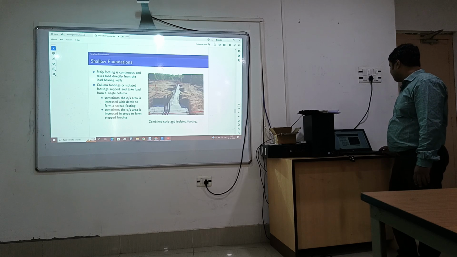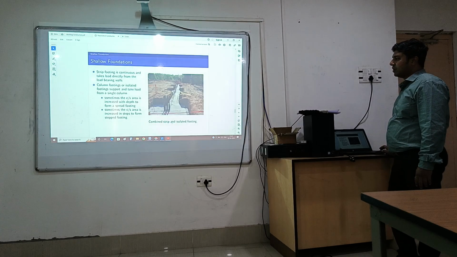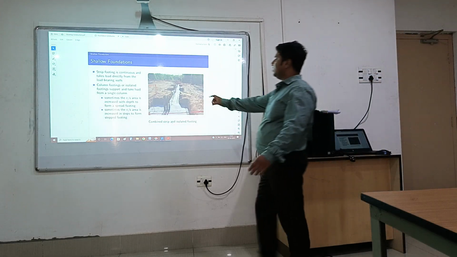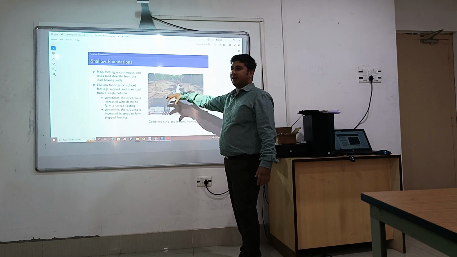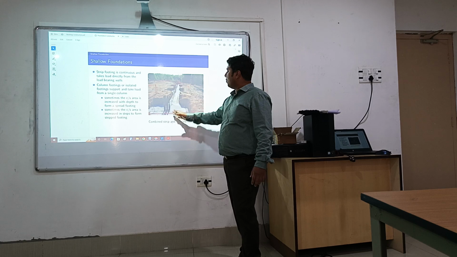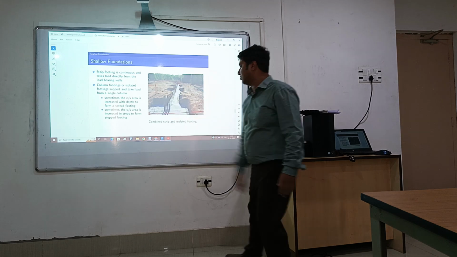This is an example of your combined footing. If there is no wall there, then you call it a combined footing. This is your isolated footing, and when they are connected, it is called your combined footing or strip footing.